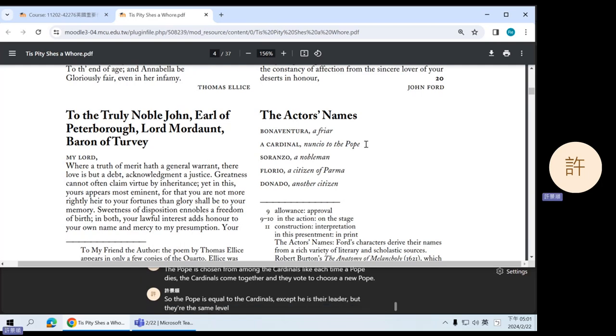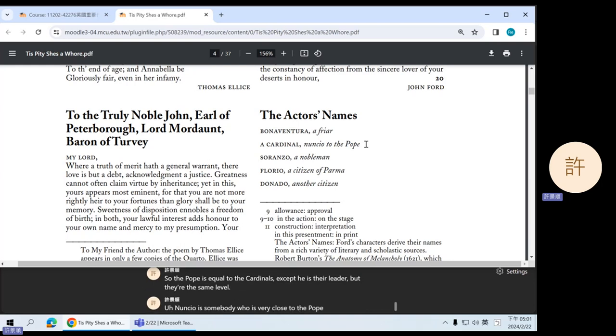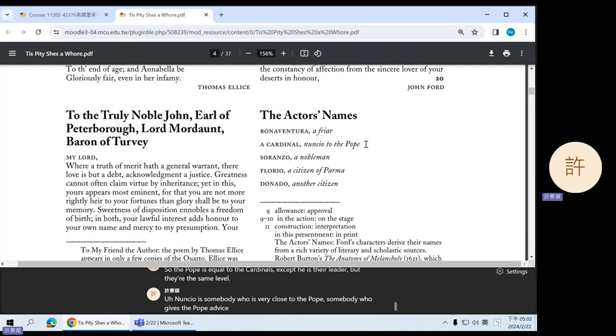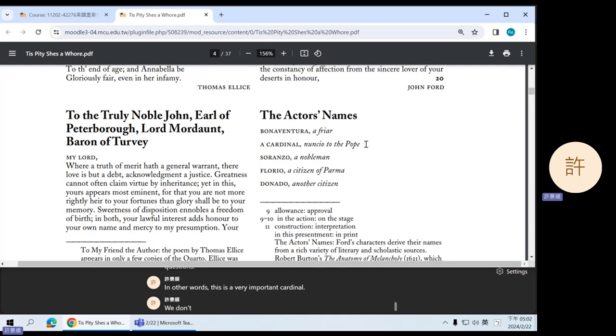A nuncio is somebody who is very close to the Pope, somebody who gives the Pope advice, somebody the Pope talks to on tough questions. In other words, this is a very important cardinal. We don't have his name. He's too important. Nobody would use his name. We all call him the cardinal.